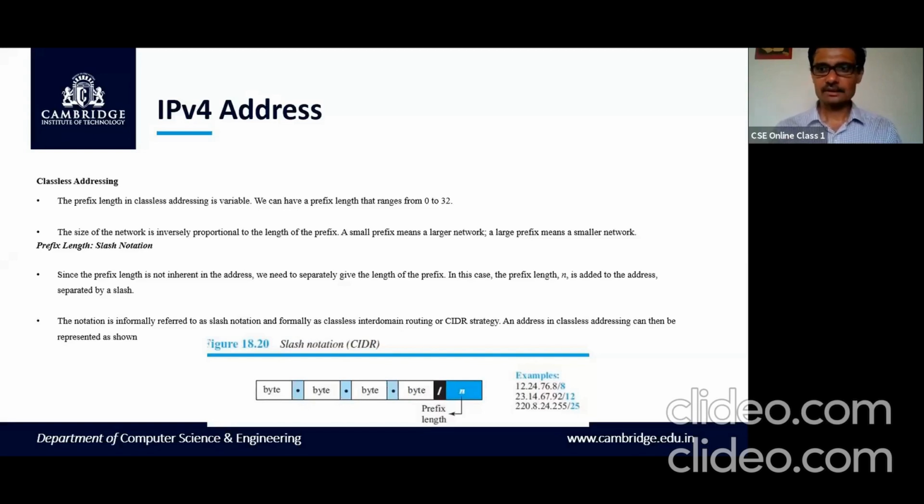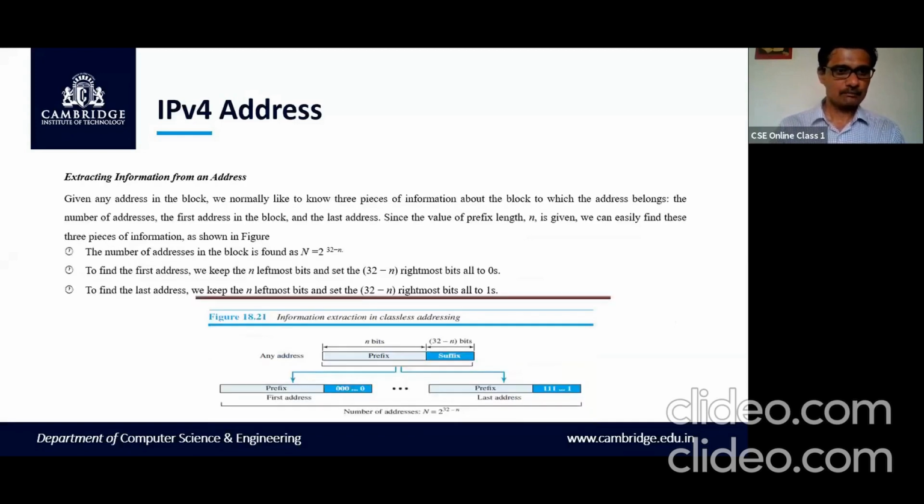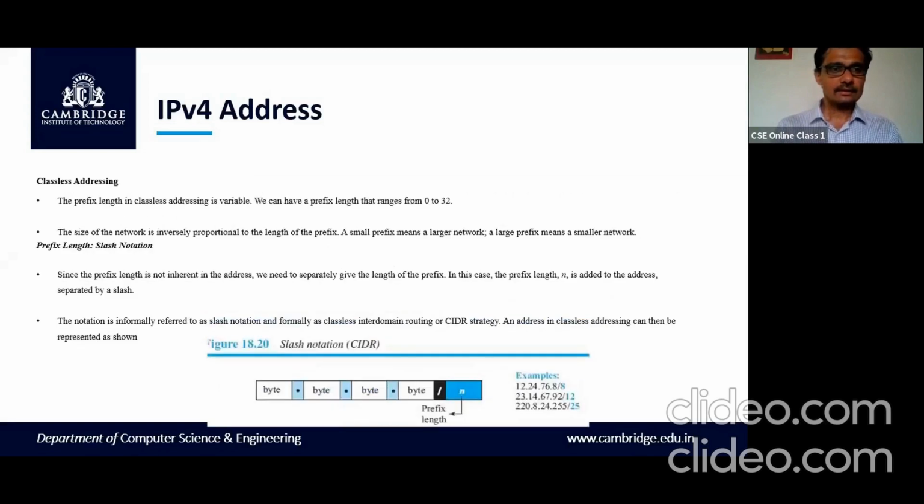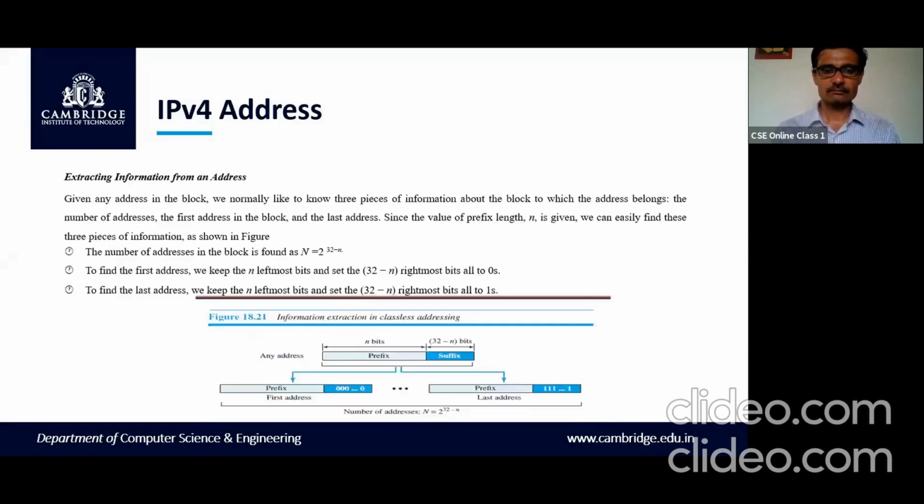So an ISP can be allotted this kind of address, or in turn the ISP can allot the address to organizations depending on their requirement. Now, when I say ISP, what is ISP? ISP is Internet Service Provider. Now, here you have some problem in extracting the first address and last address in the classless scheme.